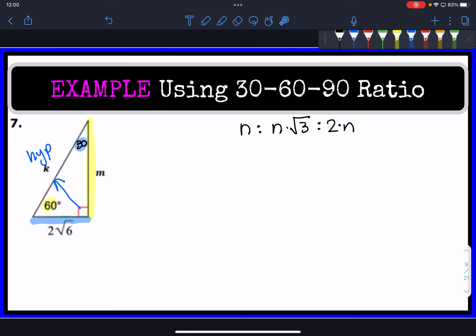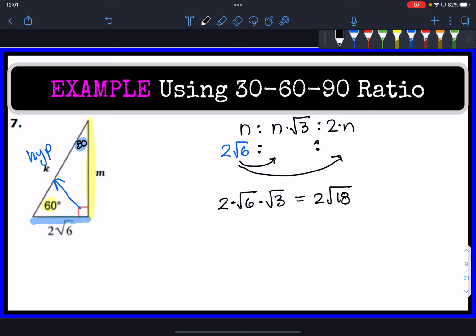So here they're giving us the shortest side, which is 2 times the square root of 6. So let me do that in blue. So 2 times the square root of 6. So to figure out the other two sides, I'm simply going to get this number and multiply it by their respective numbers. So to get the middle length, I'm going to get this small side and multiply it by the square root of 3. So 2 times the square root of 6 times the square root of 3. That's equal to 2 times the square root of 18.